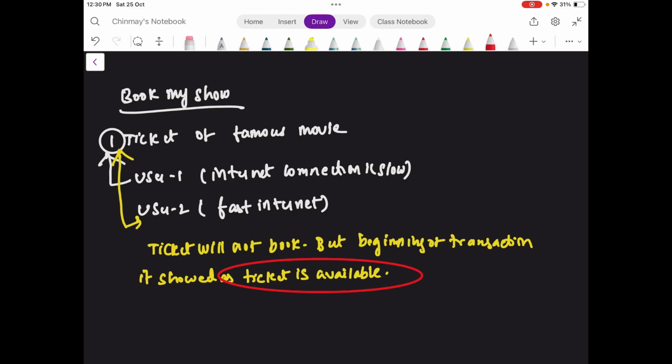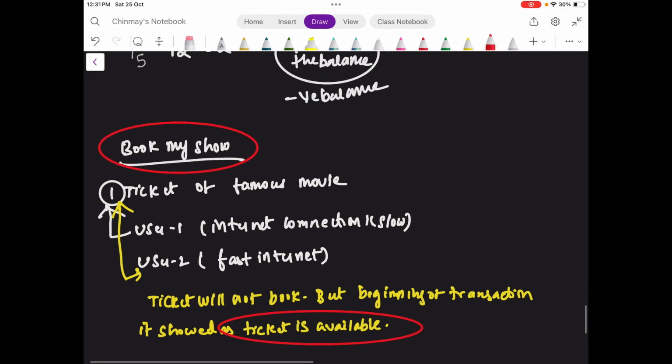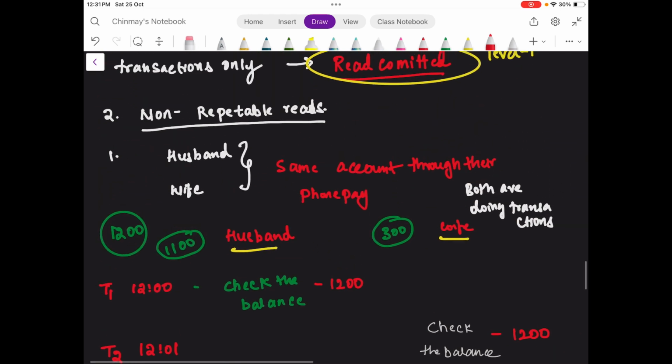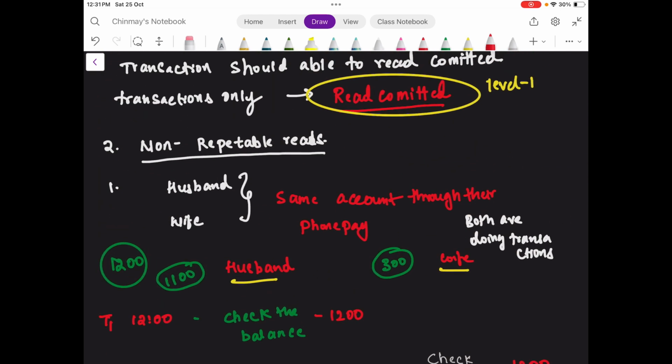It is not a fast selling movie, it is a slow selling movie. But the problem is both users selected the same seat. It's quite natural, which is not accepted, right? In applications like BookMyShow, which is not accepted. Even in banking applications like PhonePe, this case is not accepted.